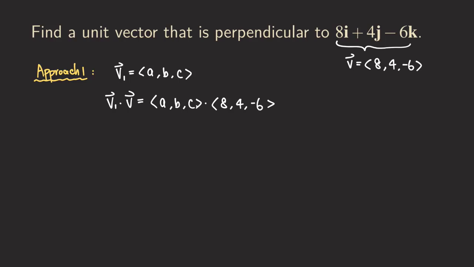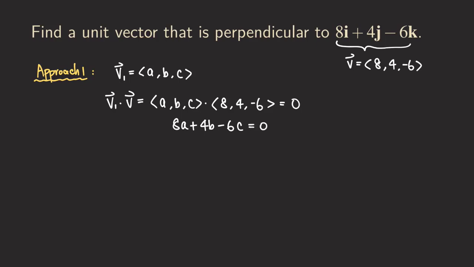And if they are perpendicular, then what happens? They are supposed to give you a dot product that will be 0. So if you take the dot product, you should be getting 0, which means those two vectors are perpendicular to each other. Now if you compute this dot product, we get 8a plus 4b minus 6c is equal to 0.